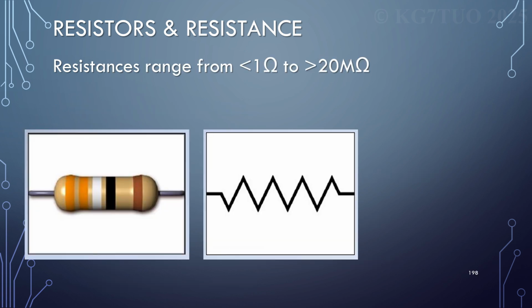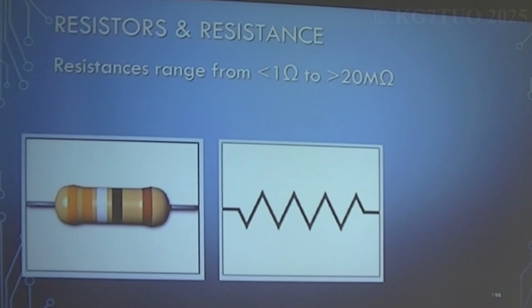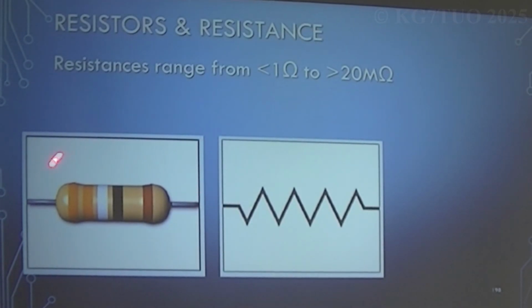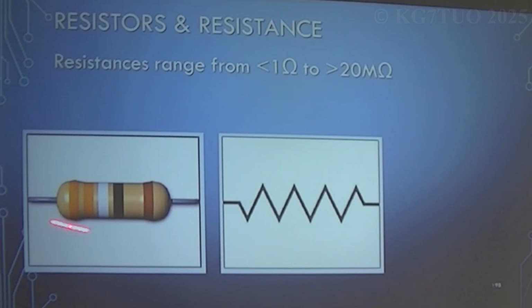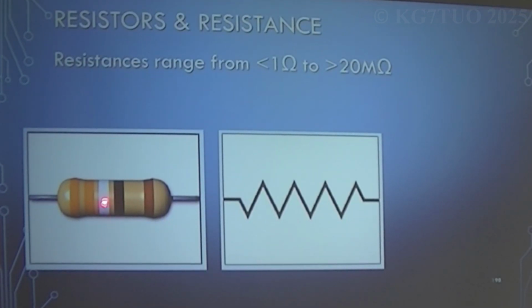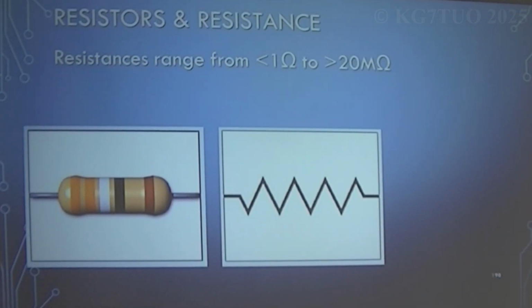Resistances range from less than 1 ohm, there's little tiny values, all the way up to greater than 20 mega ohms. And then this is an old style. You'll see one of those here, but you won't see one of those in a radio that's surviving unless it's got a lot of glow-in-the-dark parts in it. And then this is the resistor symbol for a schematic.